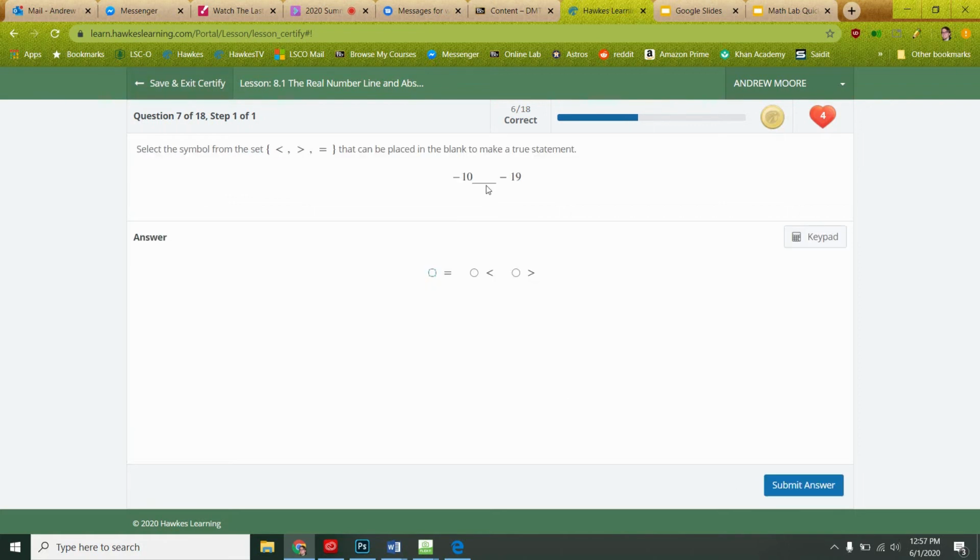Okay, we both got two negative numbers. I like to think about these things. These are alligator mouths. The alligator wants to eat the bigger number. They're equal. They're just the same number, right? But when we're dealing with negatives, I like to think the opposite.